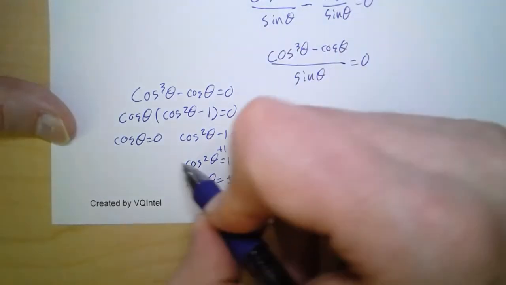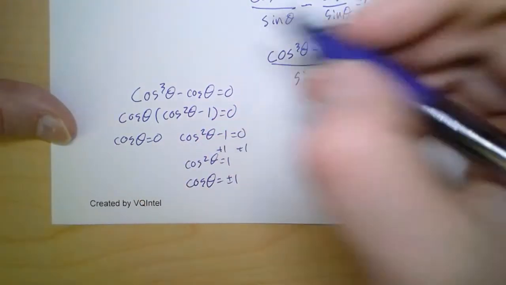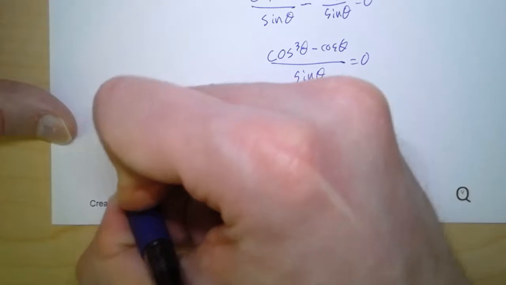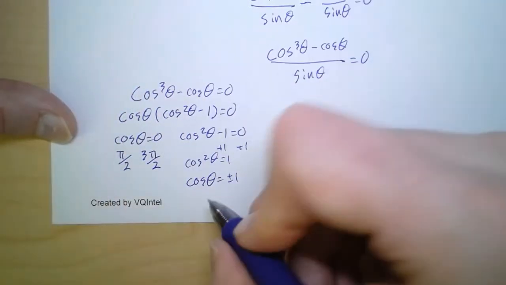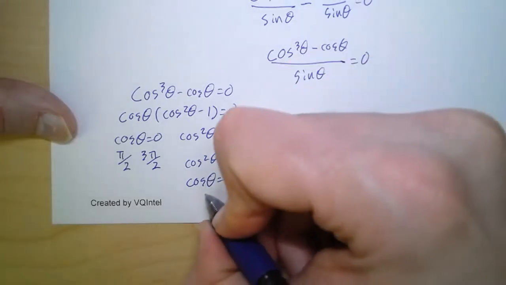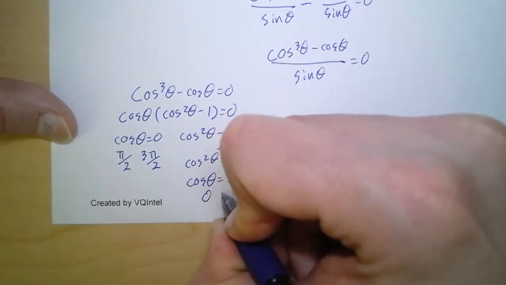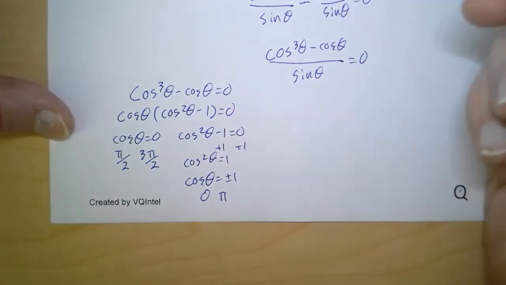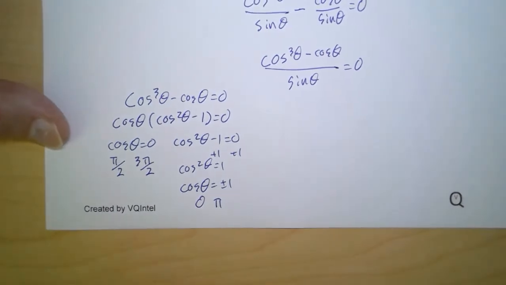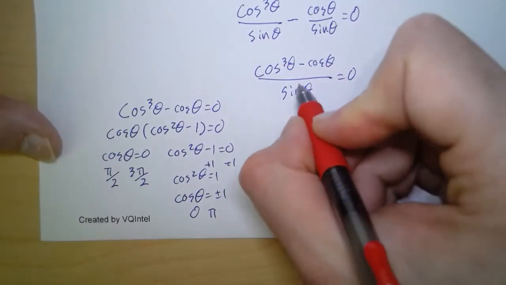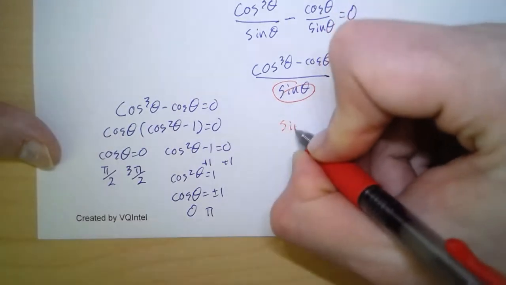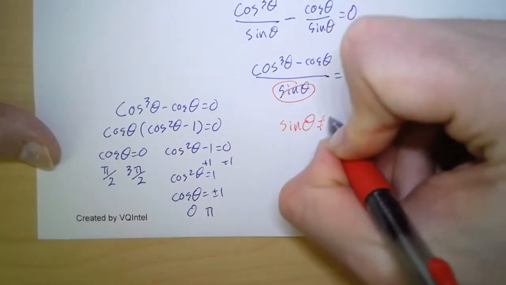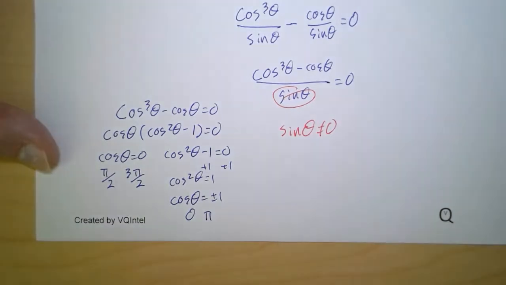So now, looking at our unit circle, we ask, where is cosine 0? And since we're in radians, we should say pi over 2 and 3 pi over 2. And where's cosine 1 or negative 1? At 0 and at pi. But, lest we forget the last problem, we still have sine in the denominator. So sine is not allowed to equal 0. We can never divide by 0.